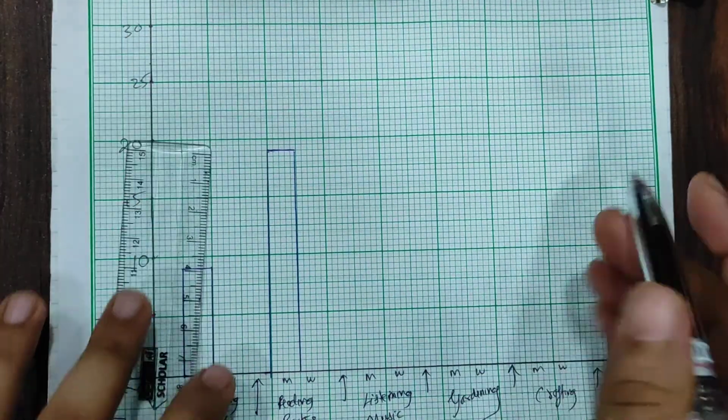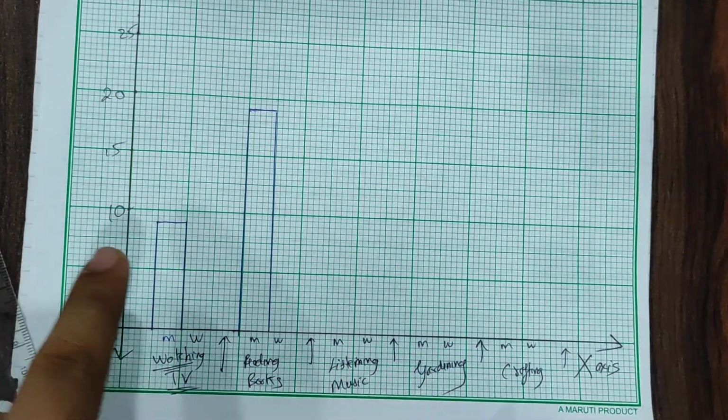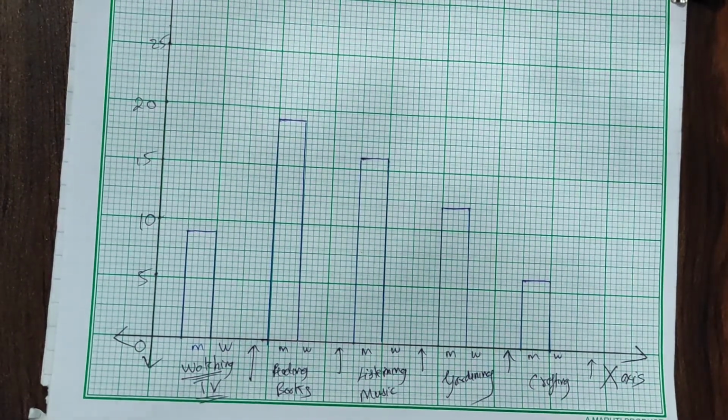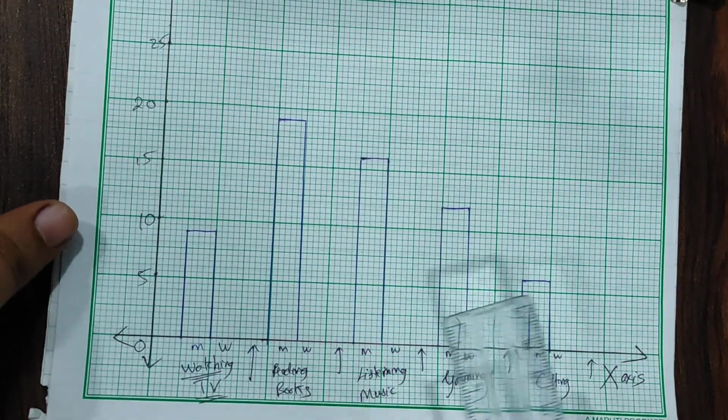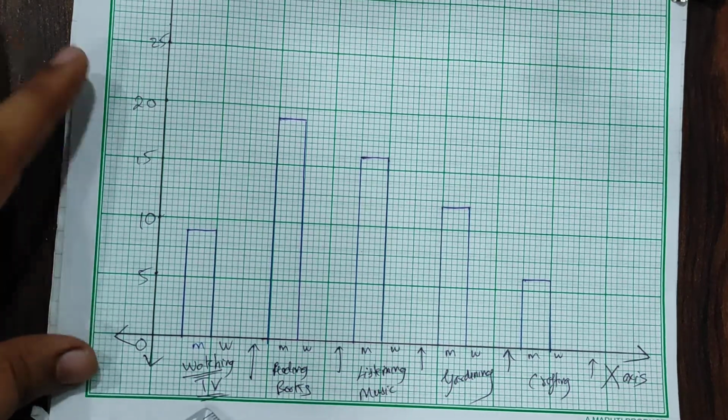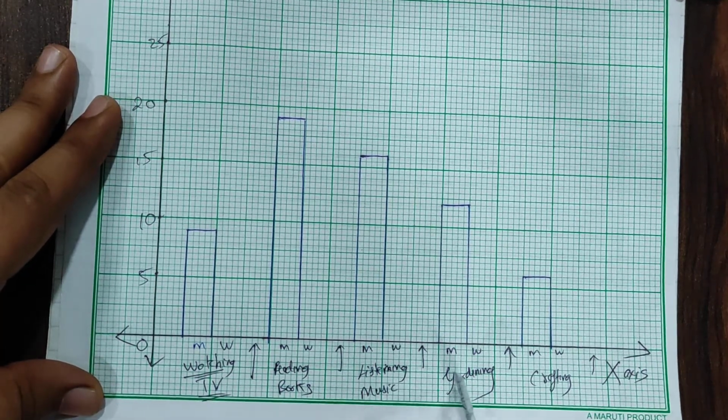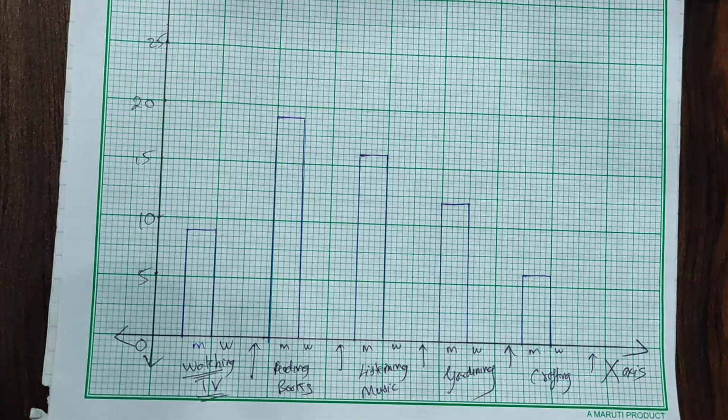Now I think you all can manage. Pause the video please and draw it for all the men, fast, all of you. So here we go, students. I have marked the entries for all the men: watching TV, reading books, listening to music, gardening, crafting. This is the case. Now let's move ahead to the women part.